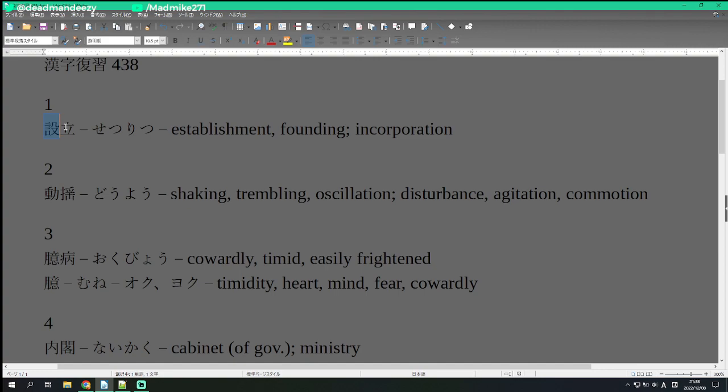Our first word of the day is setsuritsu. Setsu on the left side for establishment, and ritsu on the right side for standing up. So establishing and standing up something is its establishment itself, its founding or its incorporation. Setsuritsu is founding, establishment, or incorporation. Setsuritsu is establishment or founding.